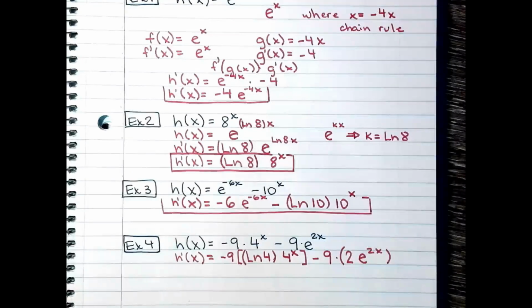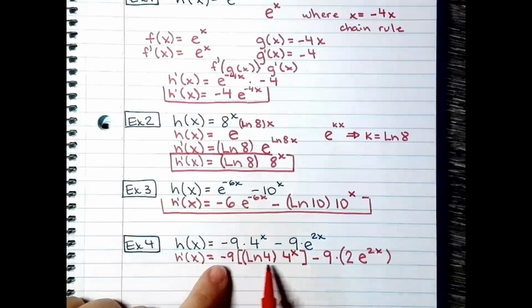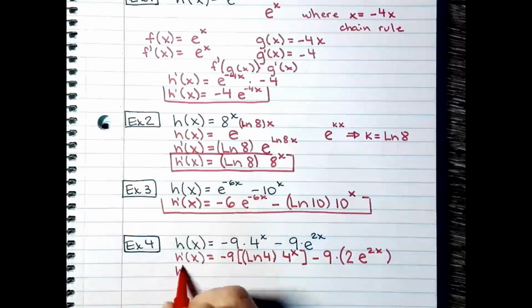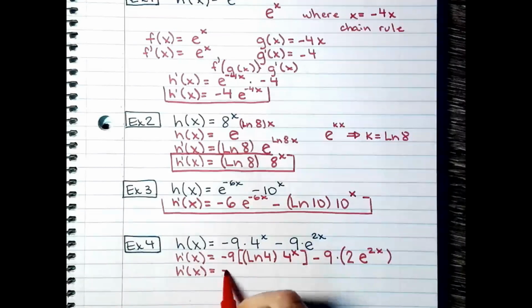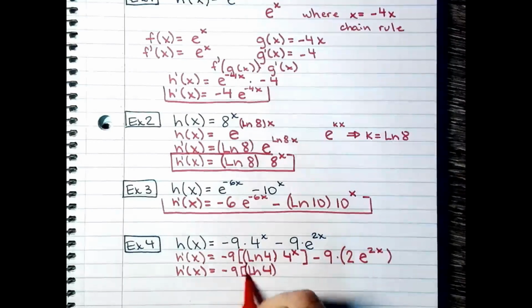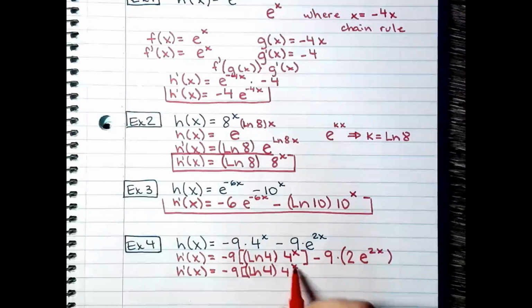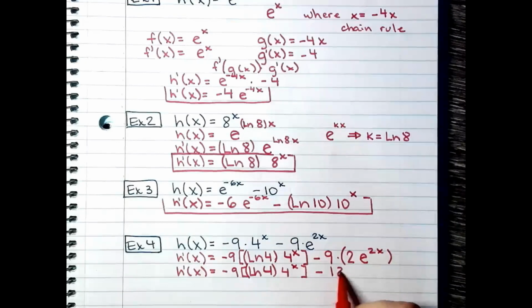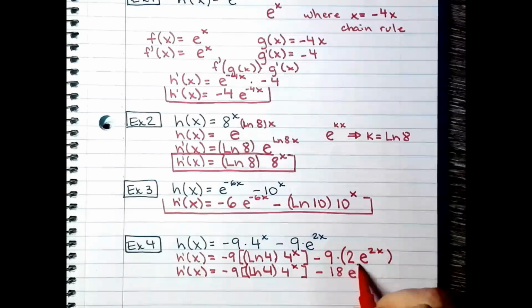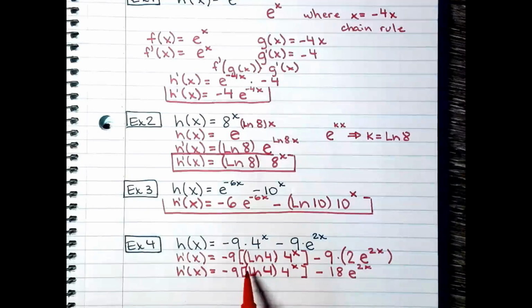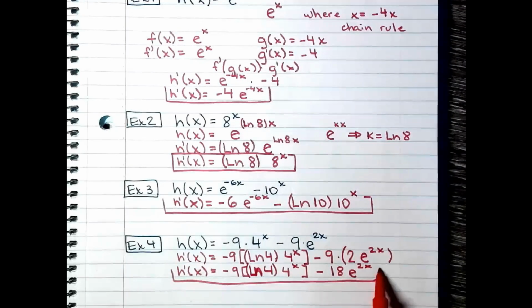Okay. This, we're going to leave it like this. So just negative 9 natural log of 4 to the power of x. And here I go ahead and simplify. 2 times 9 is 18. E to the power of 2x. This natural log looks ugly, sorry, but it's right there. And that's it. That's all you get.